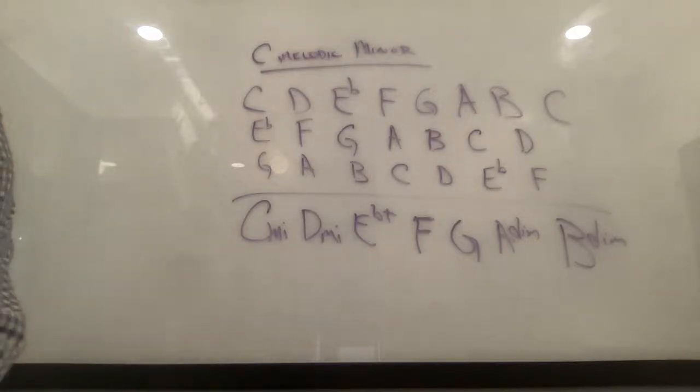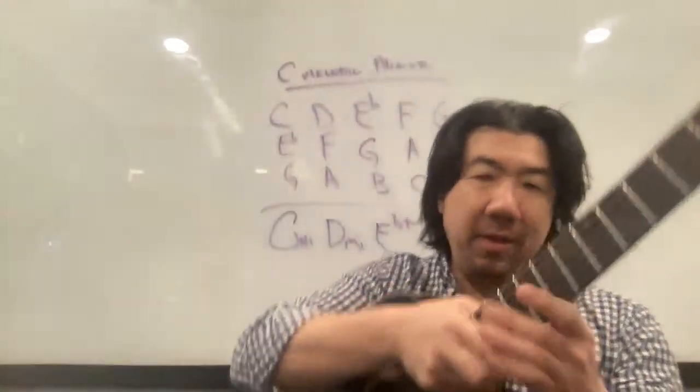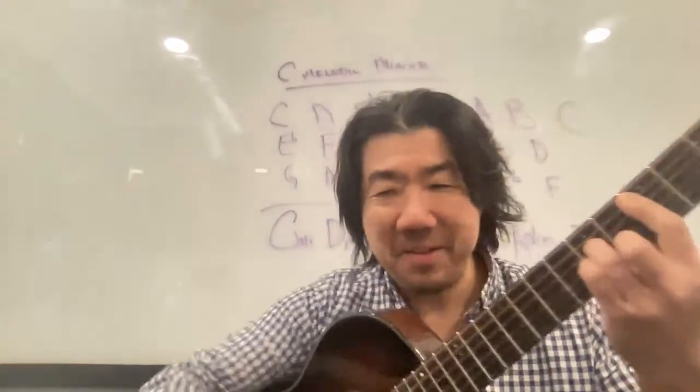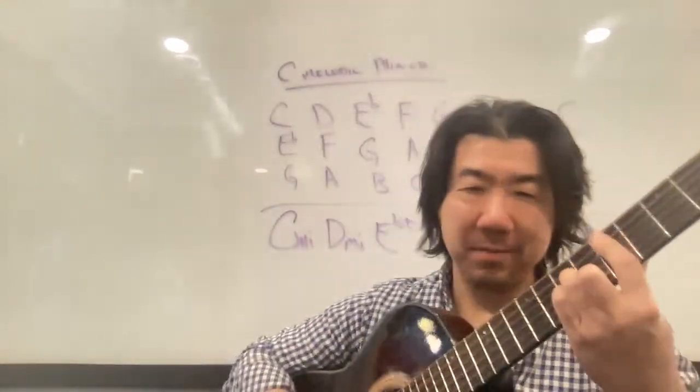Now, if I ask you to play them, you'd be like, okay, let's do it together. C minor, D minor. Sorry, my big head's in the way now. E flat augmented. I would do it like this. This is a common shape. You could do it like this if you want to. Okay, we'll do that later.